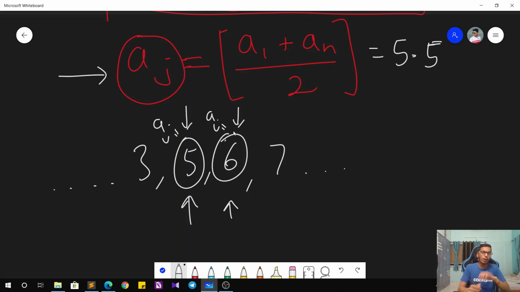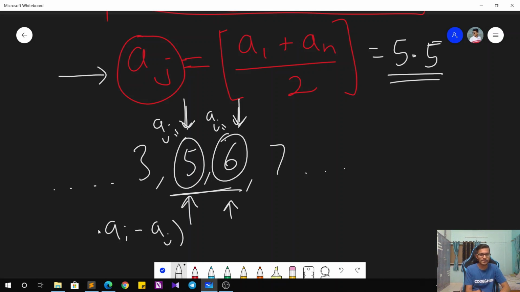How do we find these values? Using binary search, because we know the value 5.5. We can apply upper bound on this and get the value 6, and just take the previous value as well. Then we check which of them gives the maximum value for this expression, that is (a1 minus aj) into (aj minus an). And that will be the answer for our array.